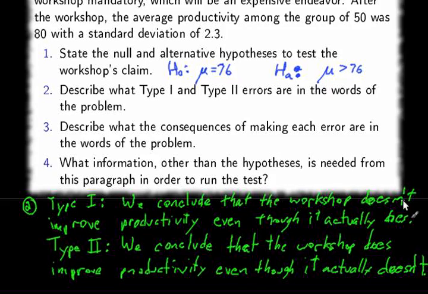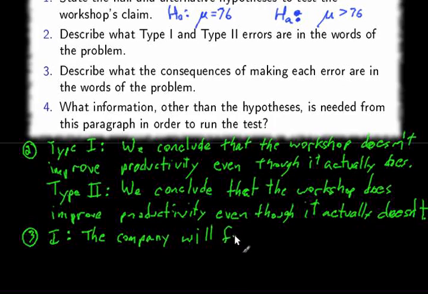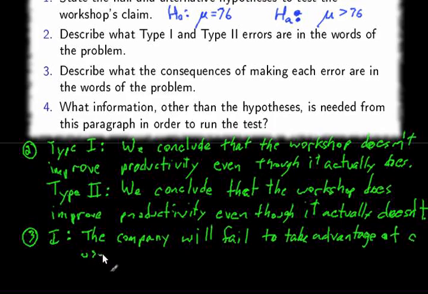Okay, so number 3, describe what the consequences of making each error are in the words of the problem. So in a type 1 error, what's going to happen if we make this error is the Acme Rocket Company will not invest in the workshop even though it's helpful. So the Acme Rocket Company will fail to take advantage of a useful workshop, but they won't waste any money.